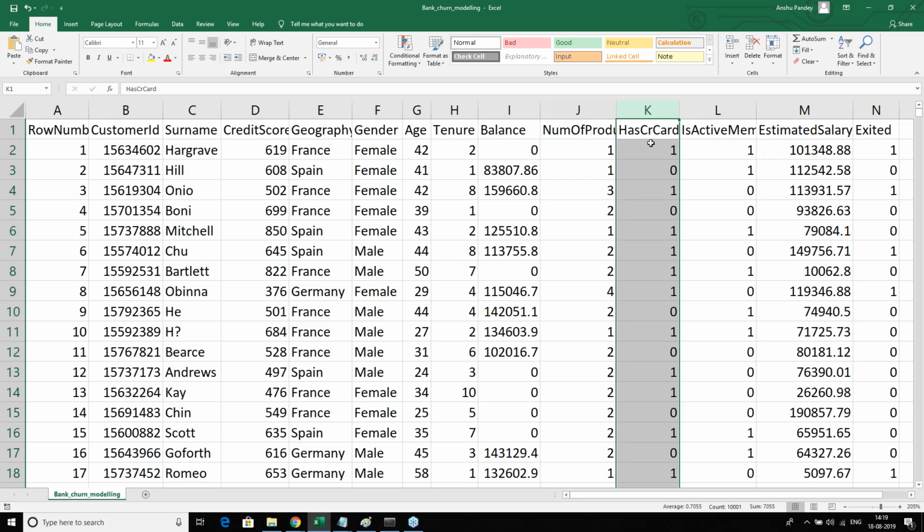This feature shows whether the customer has a credit card or not. One shows yes, the customer has a credit card, and zero shows no, the customer doesn't have a credit card. Next is whether the customer is an active member. One shows yes, the customer is an active member, meaning the customer has been doing some significant transactions in the last 6 months. If the customer has not been doing a significant number of transactions, the customer is not an active member.